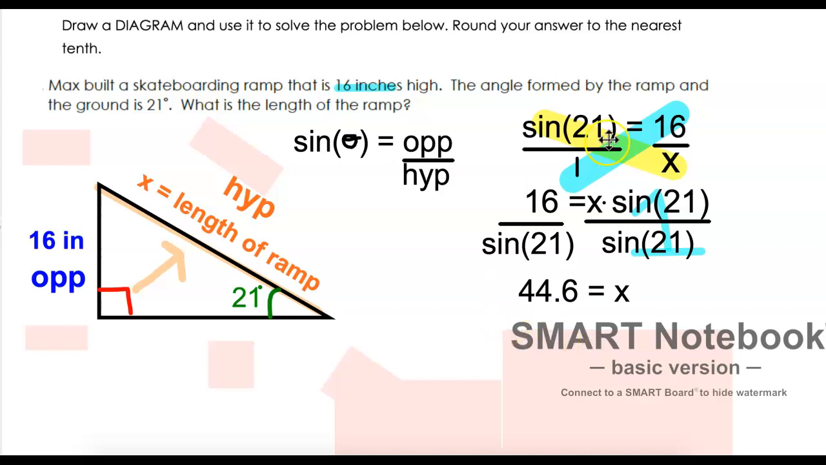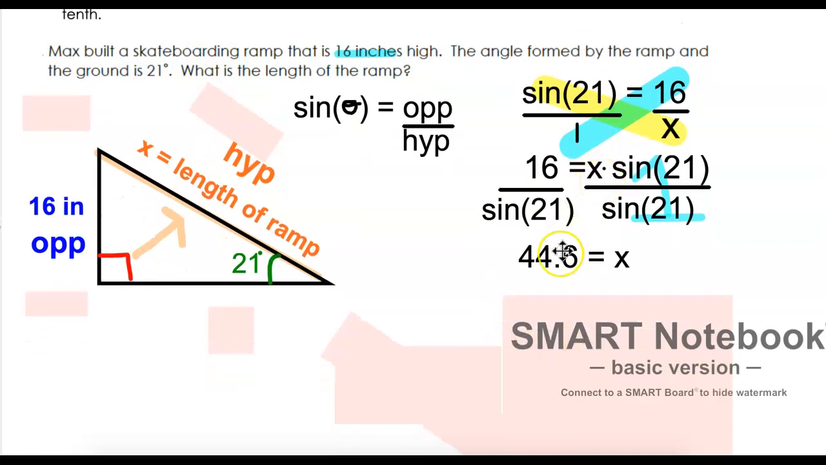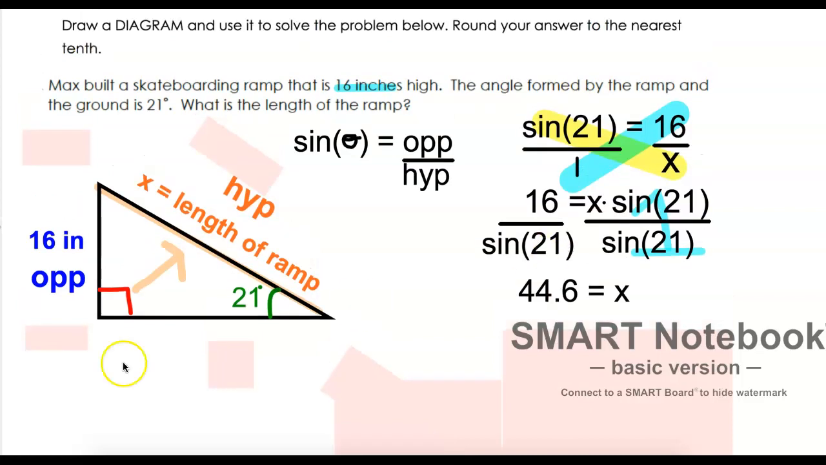Remember, we need to round to the nearest tenth. So this answer is already rounded. Desmos is going to give you a longer decimal. You need to look at it and make sure you round it to the nearest tenth.